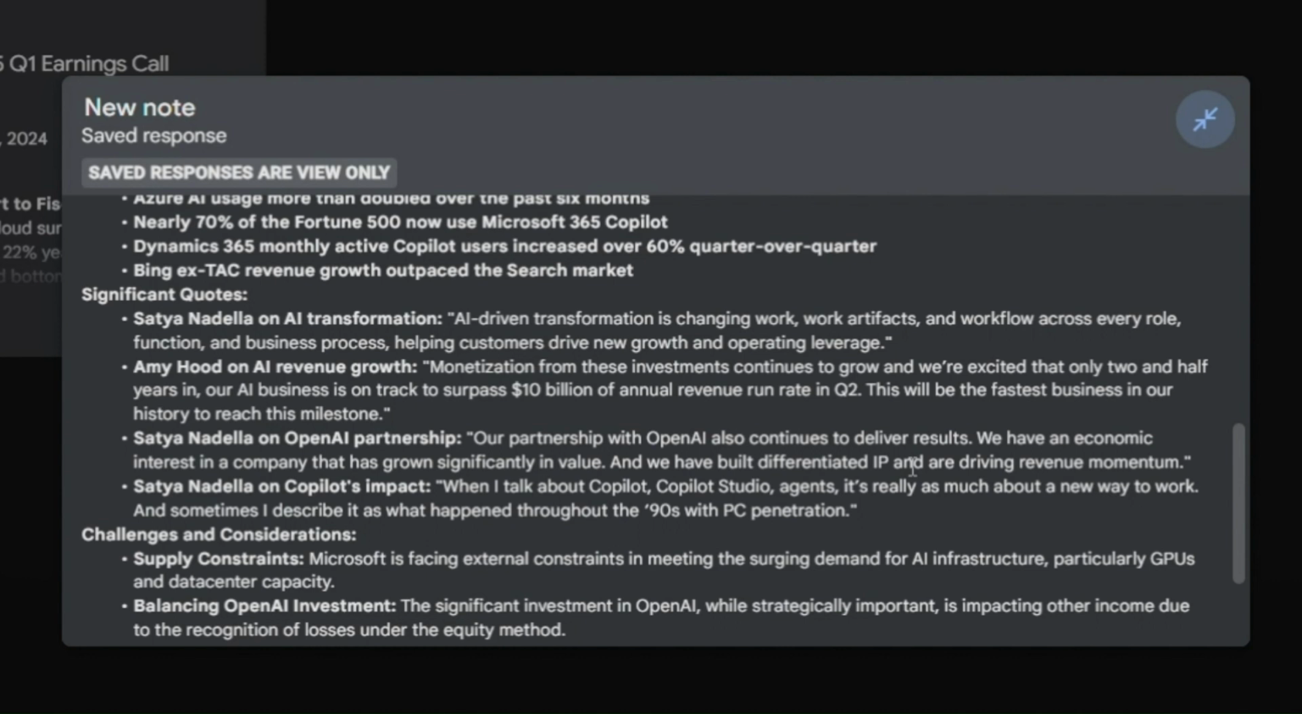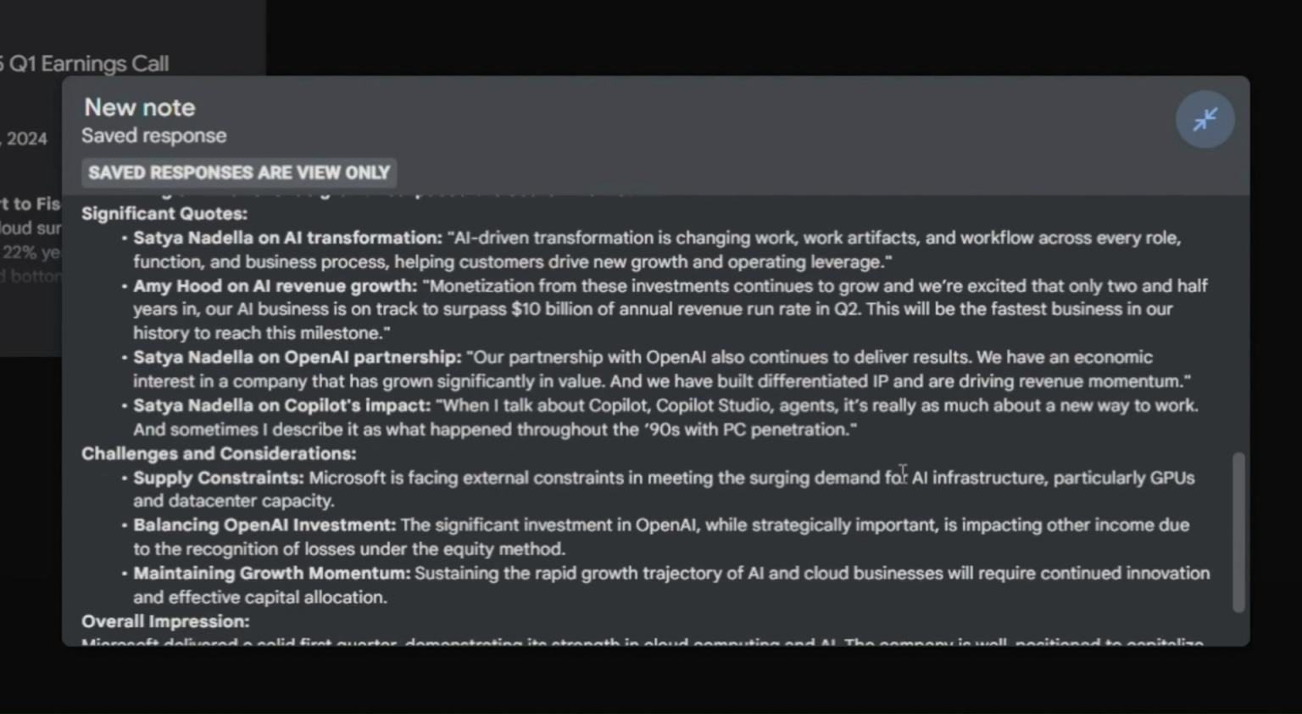Satya Nadella on Copilot's impact. When I talk about Copilot, Copilot Studio, agents, it's really as much about a new way to work. And sometimes I describe it as what happened throughout the 90s with PC penetration.